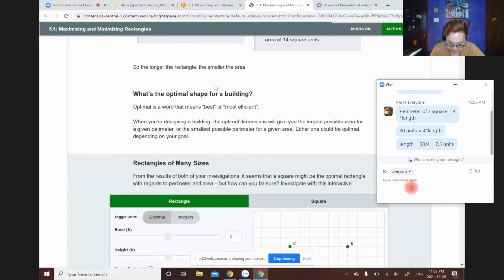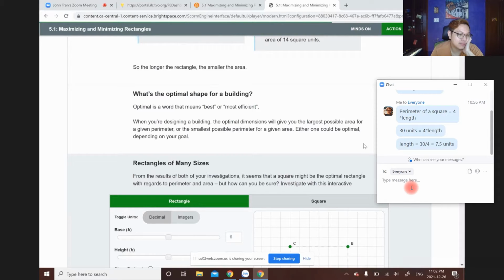So the longer the rectangle, the smaller the area. What's the optimal shape for a building? Optimal is a word that means best or most efficient. Optimal means the best or the most efficient, the best possible. You know what's the best possible?